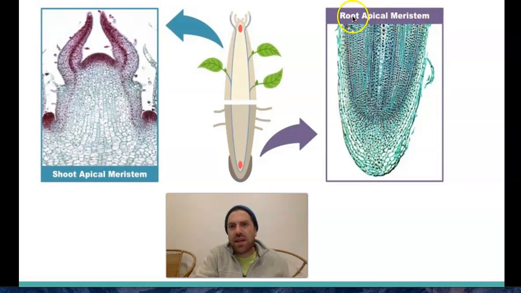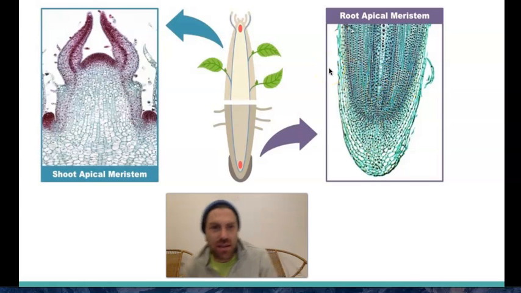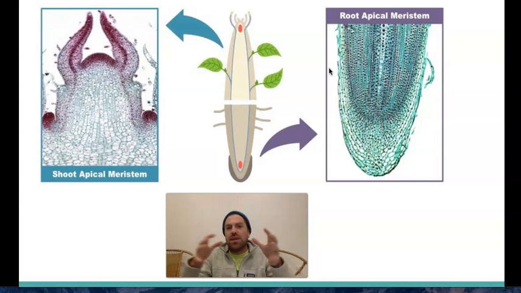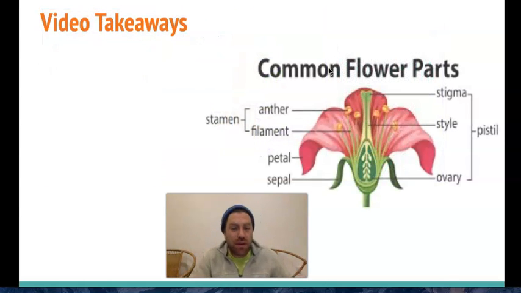And then the root has that cap. It's like a helmet, so it can burrow into the ground. But these are all little boxes of cells. Each little box is a cell, and they're dividing and growing. That's the two ways that plants can grow up, and that was the primary growth. Then it can do the secondary, where he talked about tree rings, where it gets wider. So he talked about growth.